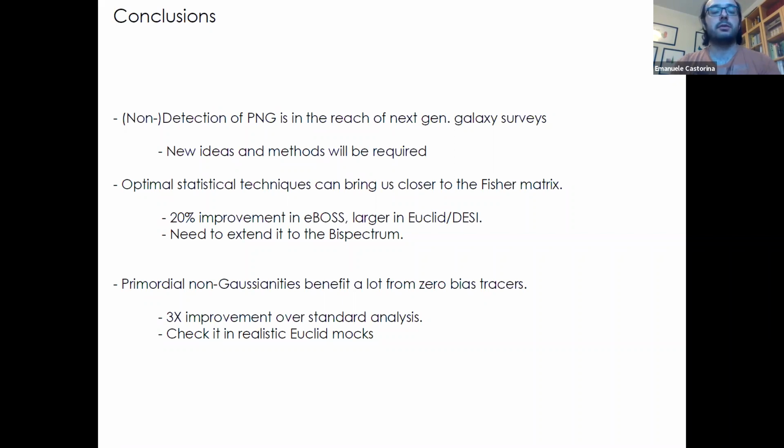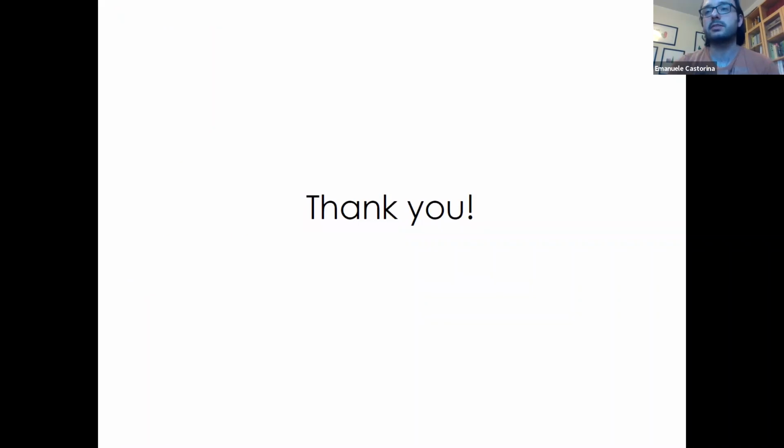And also I discussed a more speculative idea, which we think has a lot of promise in improving our constraints on primordial Non-Gaussianities. This relies on the idea that zero bias is the simplest way, with a simple tracer, to minimize cosmic variance. And this improves by more or less a factor of 3 over the standard analysis. We're also checking this in some mocks that we got from some people in Euclid. So that's the summary, and this is all I had to say.